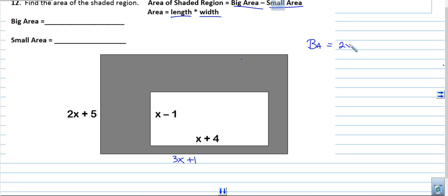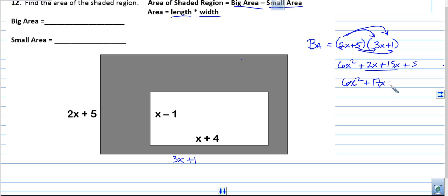equals 2x plus 5 times 3x plus 1. And so you distribute. So you get 6x squared plus 2x plus 15x plus 5. You got like terms, so you get 6x squared plus 17x plus 5. And so I'm going to write that there. 6x squared plus 17x plus 5. Okay?